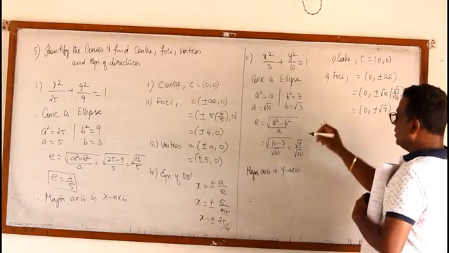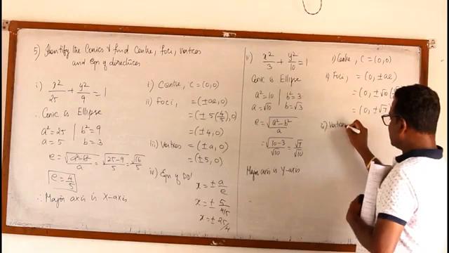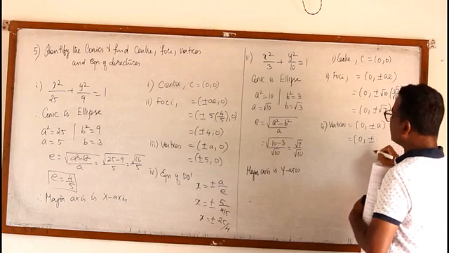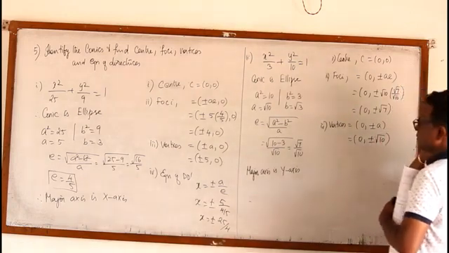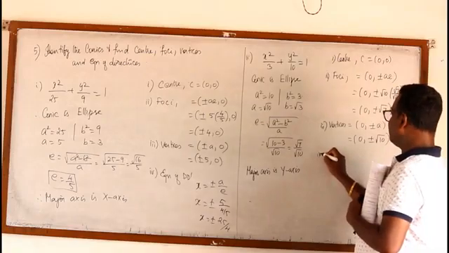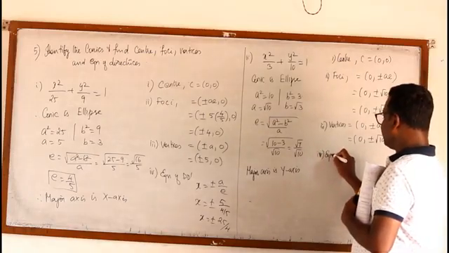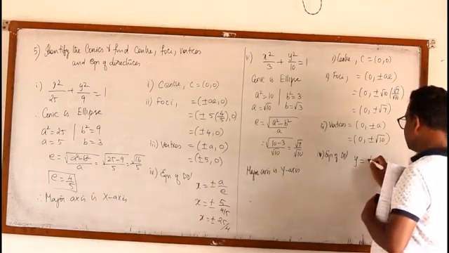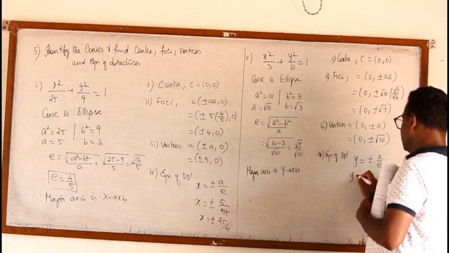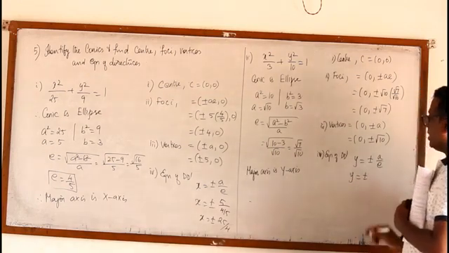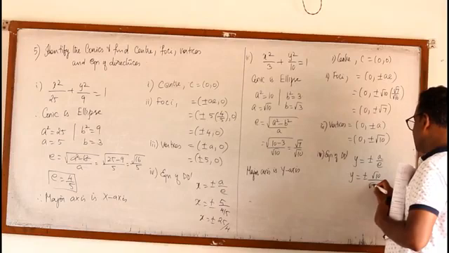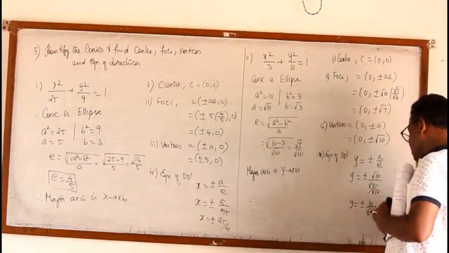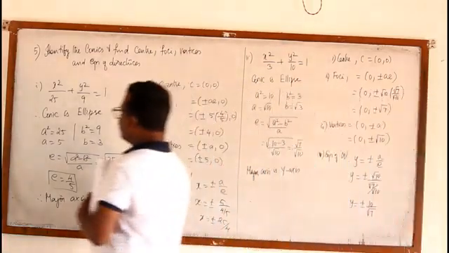Third one, vertices. Again, major axis is y axis, so 0, plus or minus a, 0, plus or minus root 10, because a is root 10. Then fourth one, equation of directrix. Major axis is y axis, so y equal to plus or minus a by e. Y equal to plus or minus, a is root 10, e is root 7 by root 10. So y equal to plus or minus 10 by root 7. This is what we have to do.